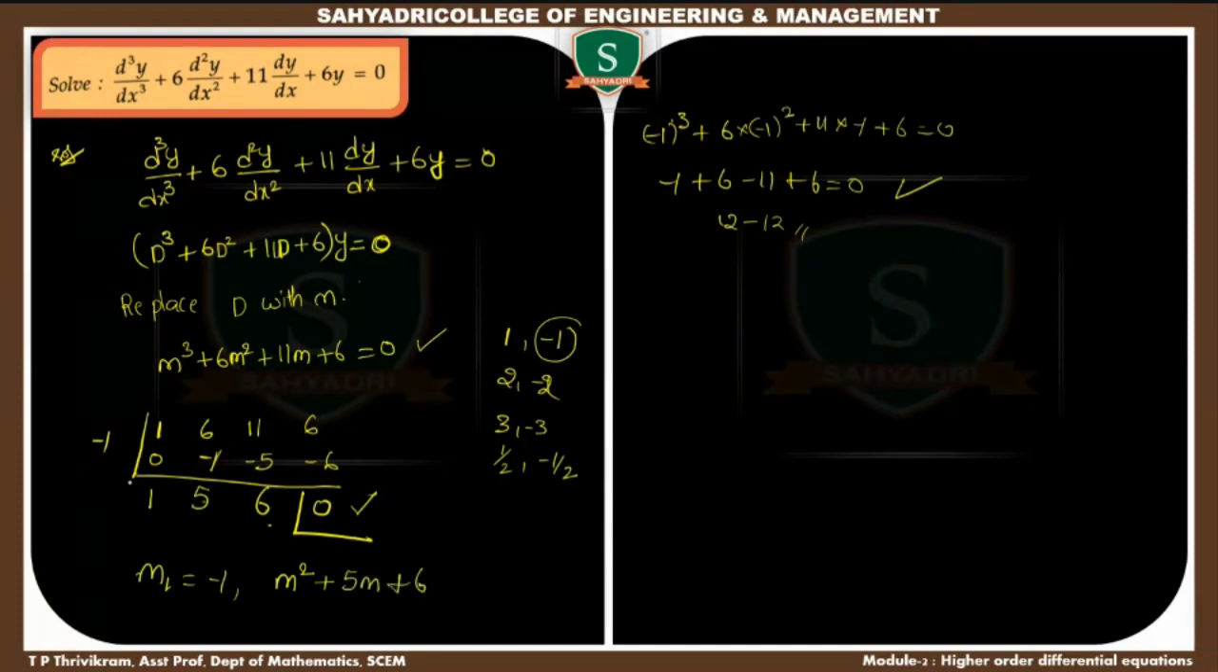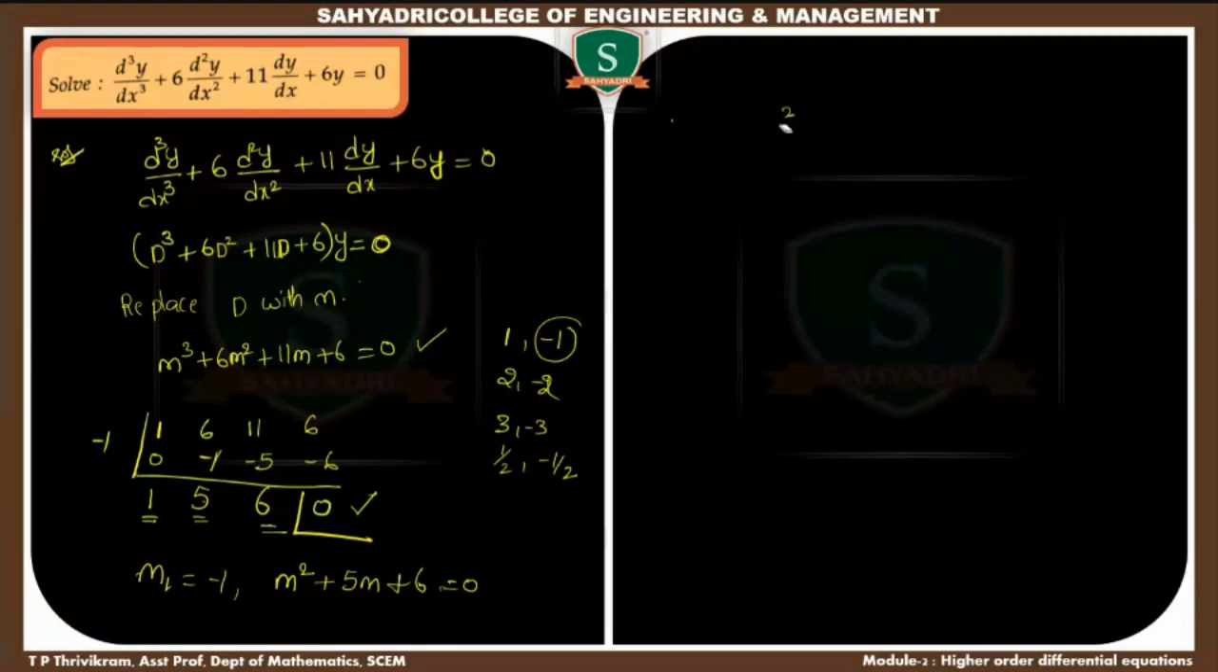The highest power coefficient you give for the first term, the next coefficient for the second term, and the constant value for the last term, equal to 0. Again find the roots for this. How much will you get? m square plus 2m plus 3m plus 6 equal to 0.